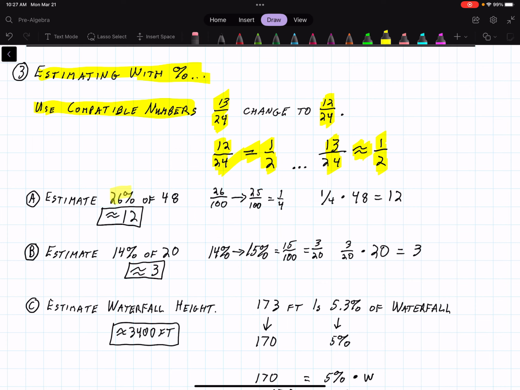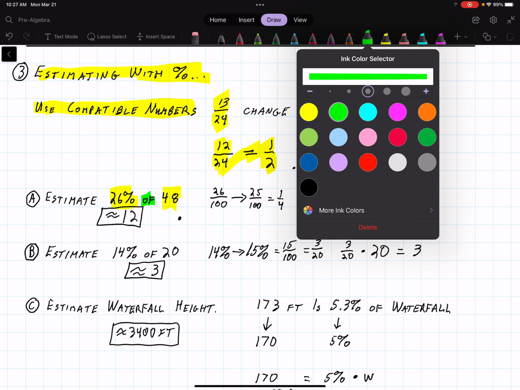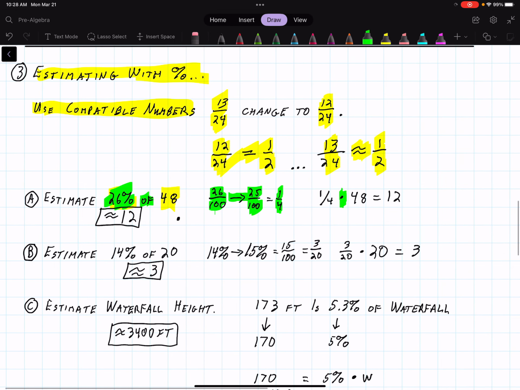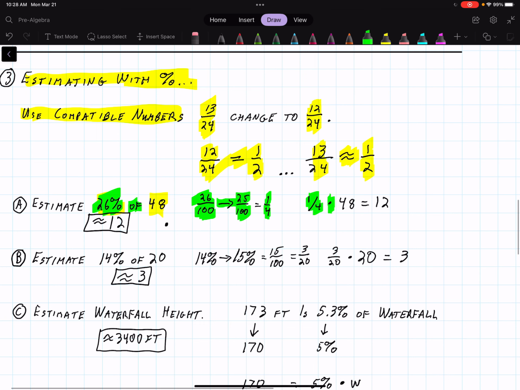Okay, so given that example, we're saying, what is 26% of 48? Well, first thing we remember is that the "of" sign is a multiplication sign. So there's the of, and we're going to have to do some multiplication. So now what are we going to multiply? Well, the first thing we want to multiply is this 26%, but I'm going to say 26 over 100. I'm going to use a compatible number, 25 over 100, because I know that 25 over 100 reduces to 1/4. So 26 over 100 is approximately 1/4. And I put that there.